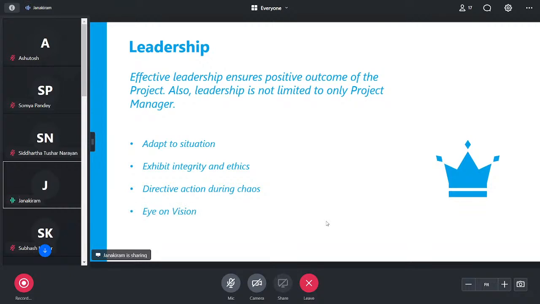Eye on vision, right? So what is a vision? Vision is a guiding star for the project, right? A vision statement typically is given at the beginning of the project, and everything that you drive from there should be surrounded around the vision. So a project manager or a leader should keep his eye on the vision, make sure we do not deviate away from the vision. So that's the sixth principle.